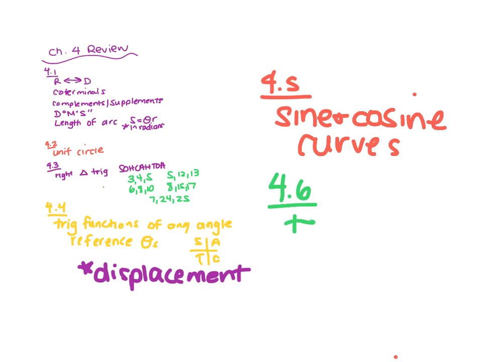4.6, tangent, cotangent, secant, and cosecant. So of those 5, you are only going to get lucky and avoid one, because you're either going to get a sine and a secant, which is going to make you do the cosine, or you're going to get a cosine and the cosecant, which is going to make you do the sine, and then you're either going to get the tangent or the cotangent. So you're getting 3 of those, okay?